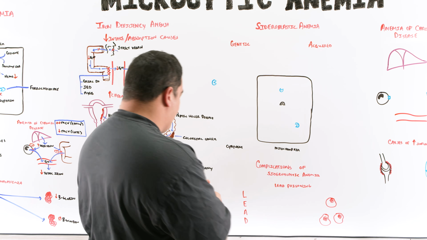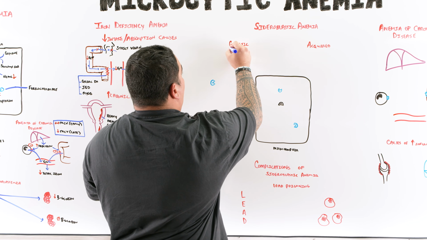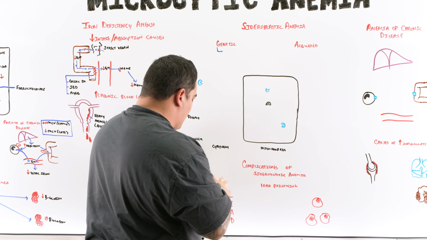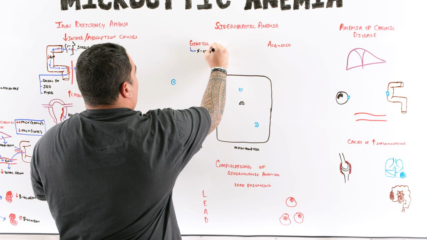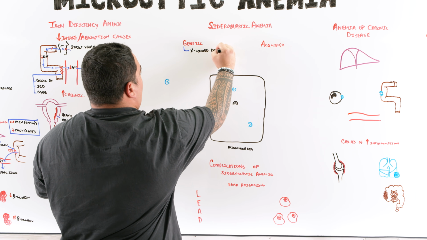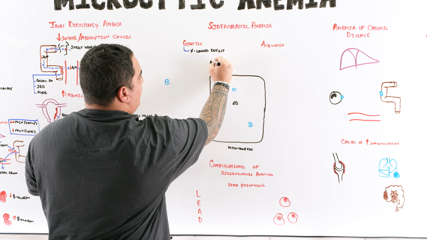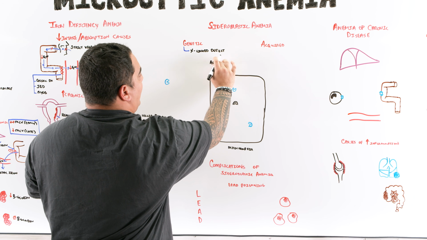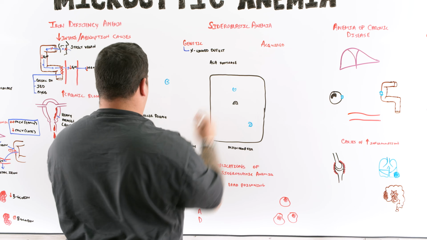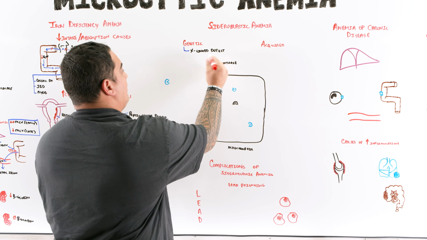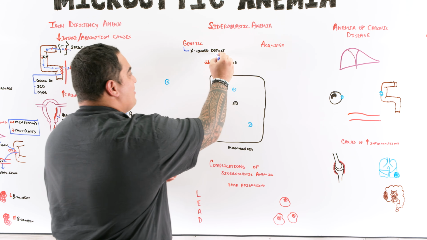For genetic, you want to think about this. You'll see a patient who likely has a family history of anemia, and in the scenario that we can see, this is usually an X-linked defect. And what happens in this X-linked defect is they have a decrease or absence of ALA synthase. So this is the really important thing here.